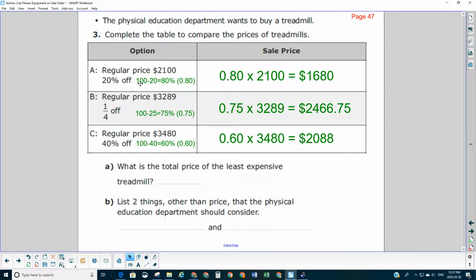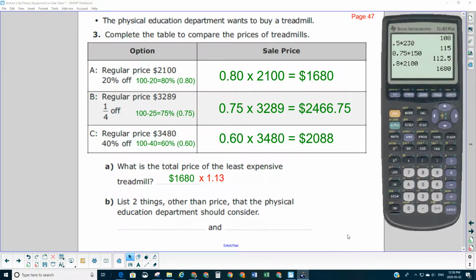So it turns out that option A was the cheapest of the three treadmills. It started off being definitely the cheapest, and you got a pretty good deal getting 20% off. If we need to calculate the total price of that least expensive one, we didn't have to do any rounding here, so we can just take that price and add our tax. So multiply by our tax, which is 1.13, and let's just do this together on the calculator. I've got that number right there. If I push times right now, it'll take my last answer and times 1.13.